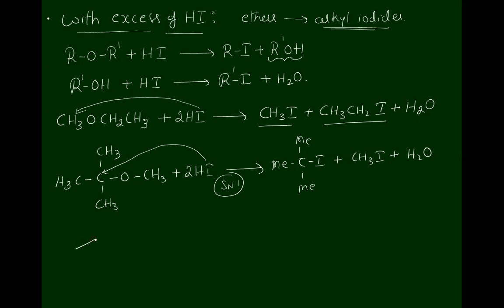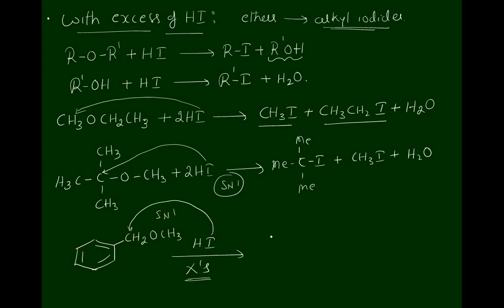Now complete this reaction. If I use benzyl methyl ether, what happens when it is treated with excess hydrogen iodide? Iodide always attacks the benzyl carbocation because it follows the SN1 mechanism. First we get benzyl iodide, CH2I, followed by methyl iodide. Please note it down.